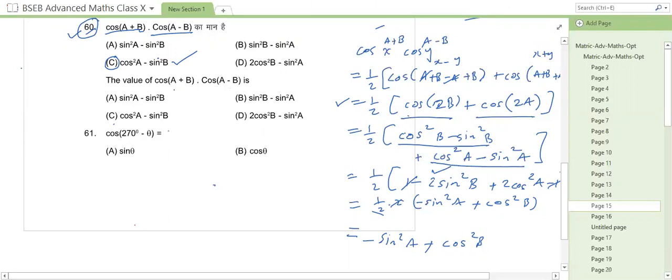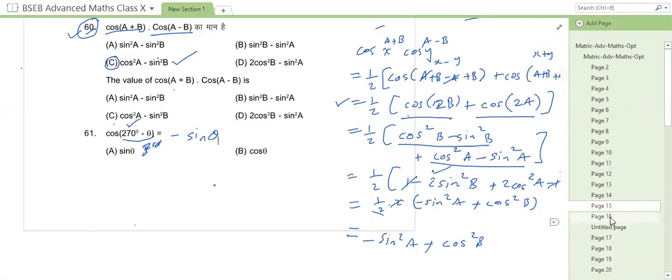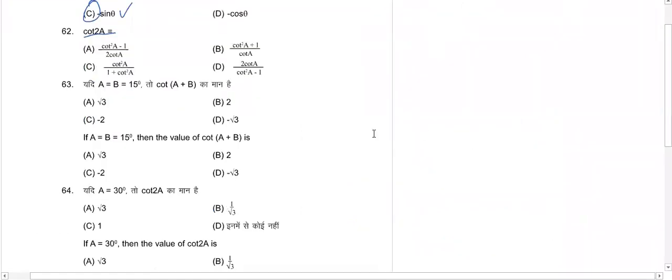Question number 61. Remember, this is in the third quadrant. Cos is negative, so negative sine because of the 270, negative sine theta. So negative sine theta on the next page. Right, let's see. Should be negative sine theta.